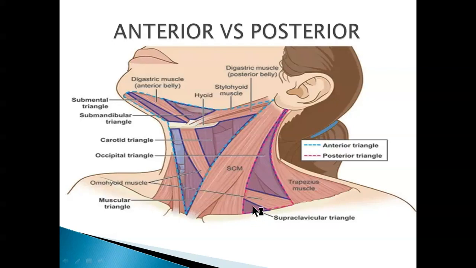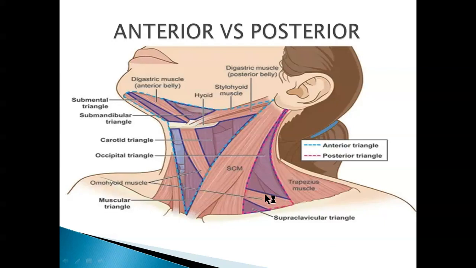This is the supraclavicular triangle, and this one is the occipital triangle. The posterior triangle is divided into an upper and a lower triangle, the occipital triangle and the supraclavicular triangle, by the omohyoid muscle. Why omohyoid? Because it attaches to the hyoid bone. This is the superior belly of the omohyoid, and this is the inferior belly of the omohyoid muscle.